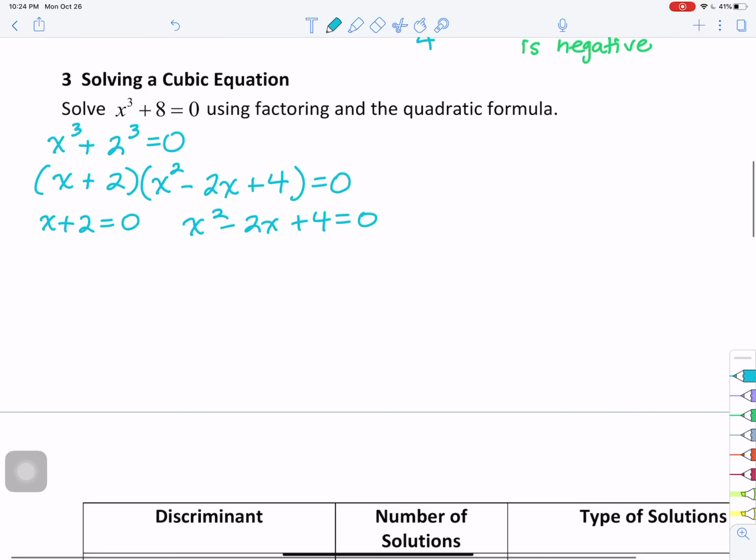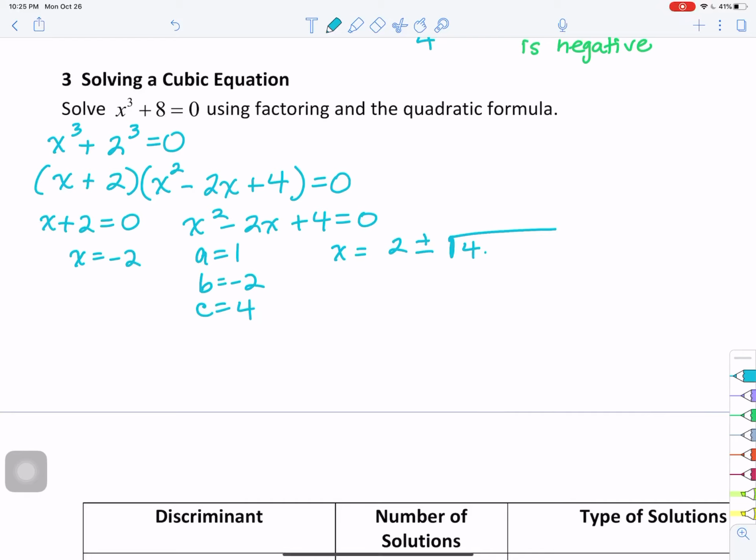Okay? So x is equal to negative 2, and now if you try to factor this, you can't factor that by hand. So yep, you guessed it. We will be using the quadratic formula on this other factor, which is a quadratic. A is 1, B is negative 2, and C is 4. X is equal to the opposite of B, plus or minus the square root of B squared minus 4. We're going to put A times C in there, all divided by 2A.